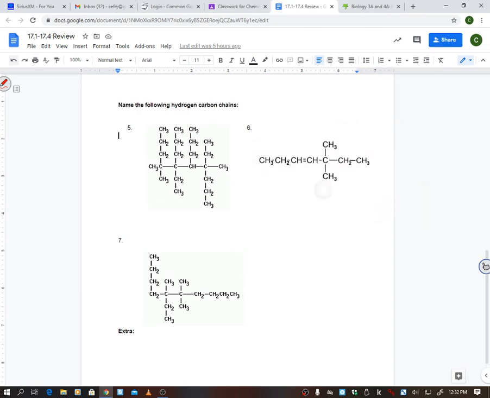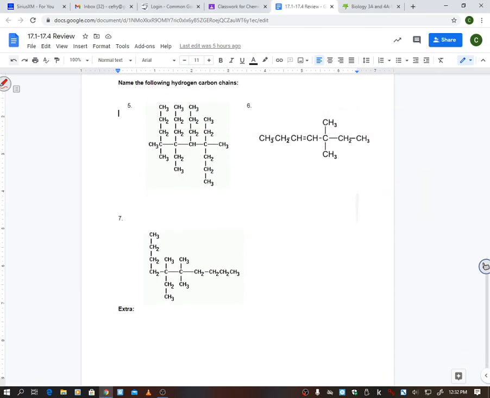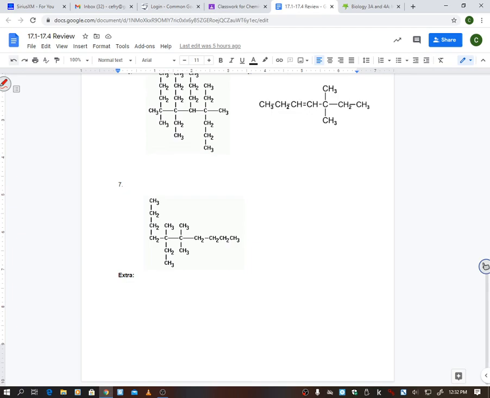All right. Let's look at number 7. My longest chain looks like it's going to be that right there. 1, 2, 3, 4, 5, 6, 7, 8, 9, 10. That's another 10. So decane, A and E, because there's no double or triple bond. Let's see, 1, 2, 3, 4, 5. 1, 2, 3, 4, 5. So if it's the same either way, I'm going to go with my alphabet. And so that's going to put this one first. So it's 1, 2, 3, 4, 5.